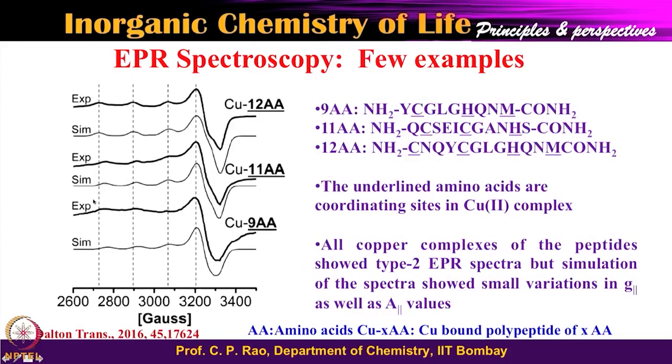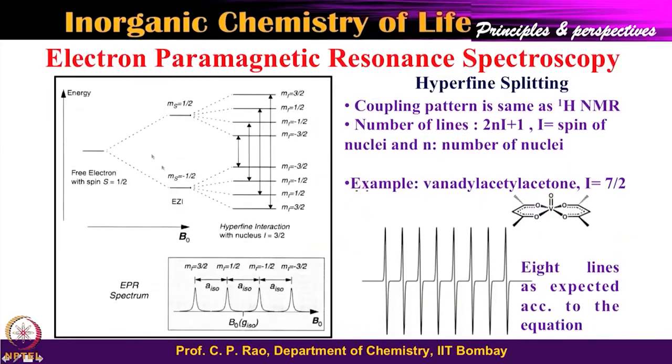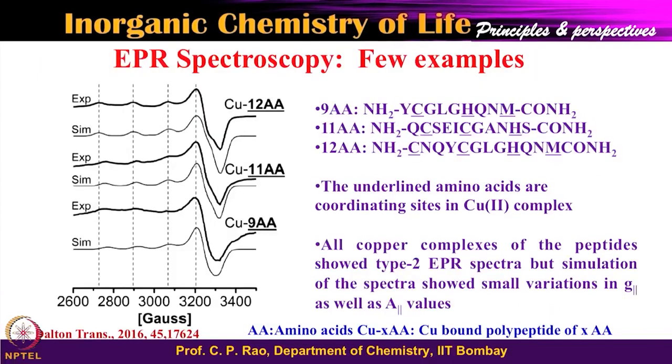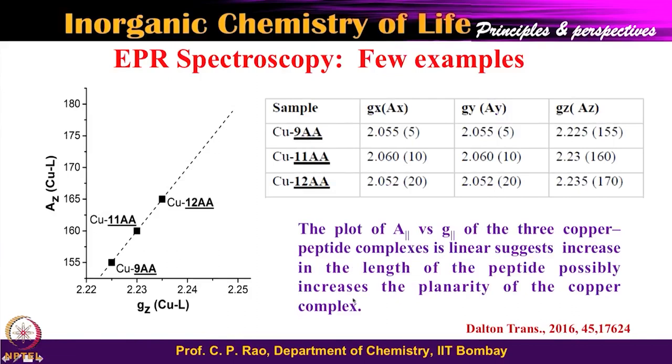Let us look at these ones, and the distance between these ones is the coupling values. As you can see from here to here, here to here, similarly here. These are the coupling values, which are referred to as the A values. So, the A is a hyperfine coupling, and this is the position of the peak, the G. The G to A correlation, you see, is so nicely connected by a straight line.